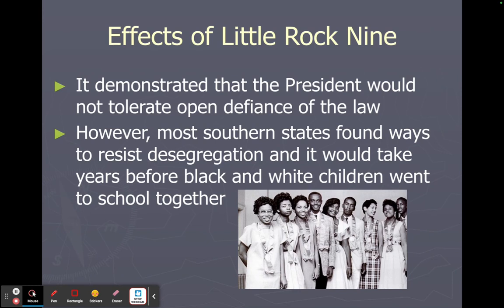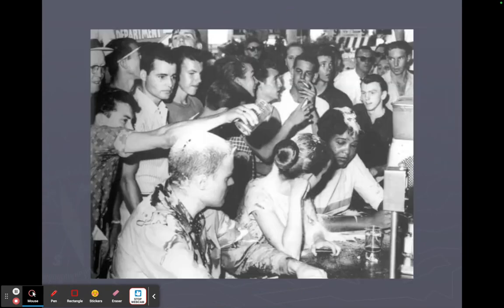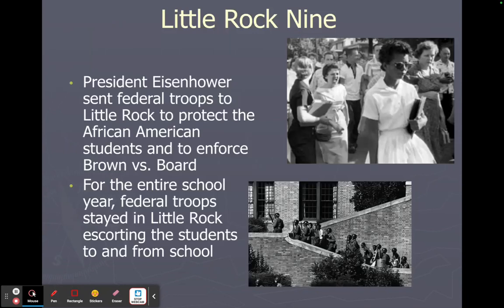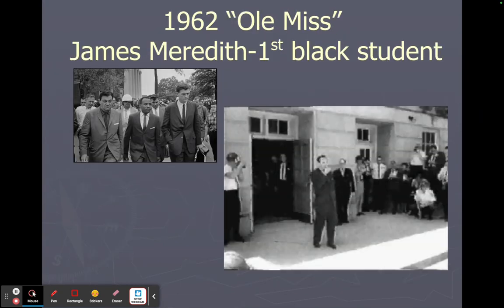But a lot of Southern states, just as they did in Black codes and Jim Crow, are going to find ways around this to resist desegregation. And it'll be years before Black and white children went together. So if you go back to the Little Rock Nine, this is happening in about 1959. If you've ever seen the movie Remember the Titans, that's happening in 1970. So this is something that is going to take time.